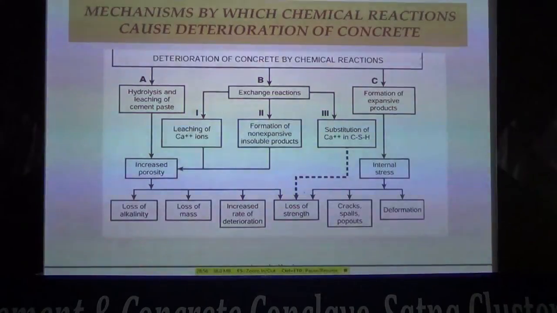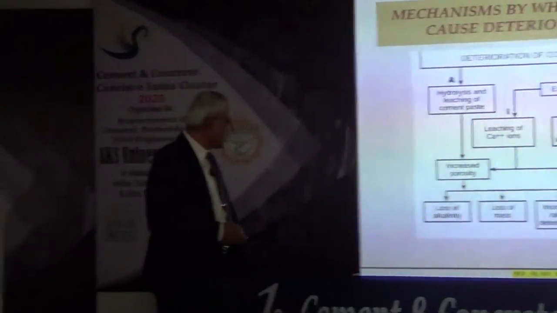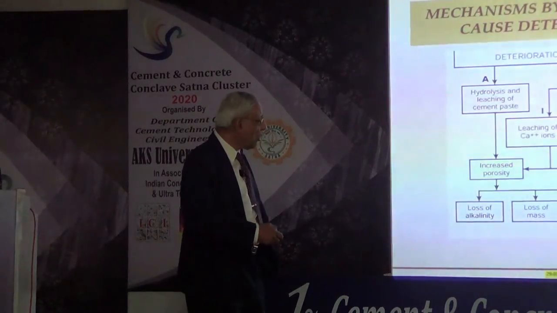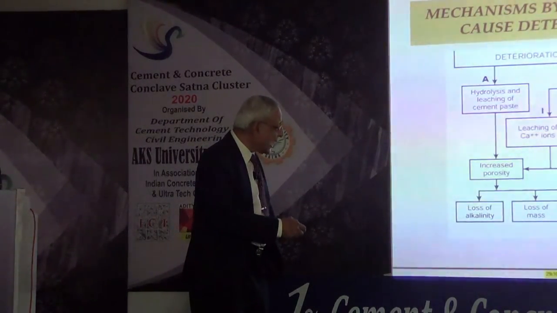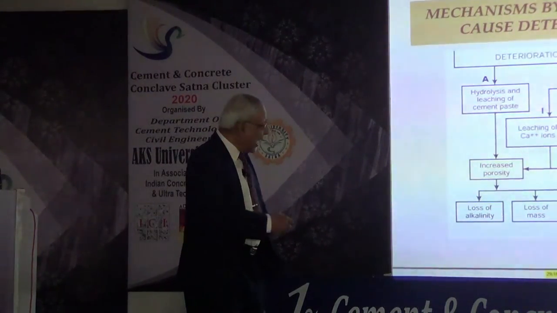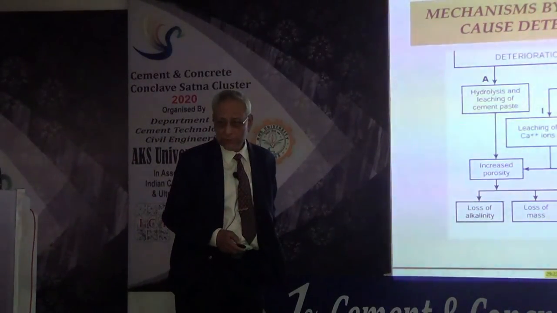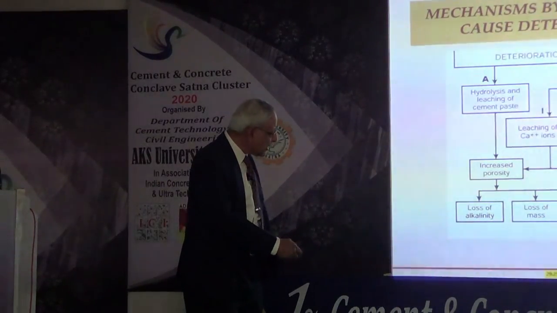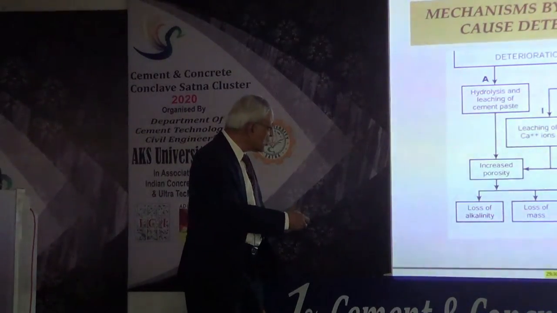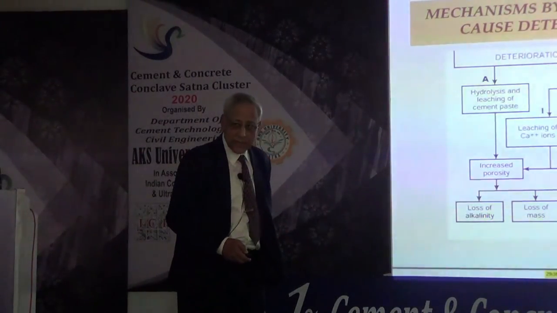And what would exchange reactions mean? In simple terms, it would mean leaching of the calcium ions, or formation of certain insoluble products in the concrete, or substitution of calcium by other elements in the CSH structure. And the third type is formation of expansive products due to reaction. And this formation of expansive products will lead to cracks, deformation, etc. And exchange reactions will lead to a similar sort of thing, loss of mass and loss of strength.